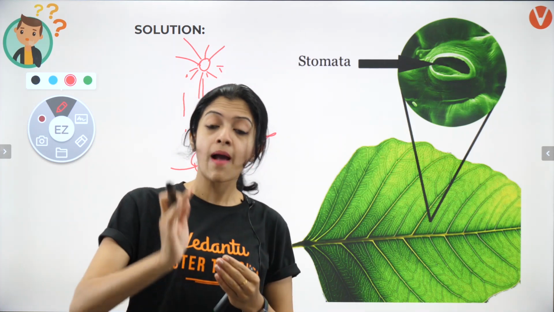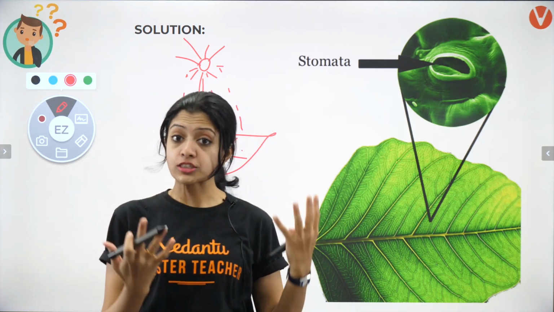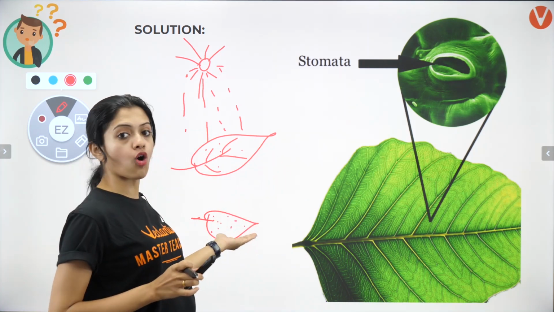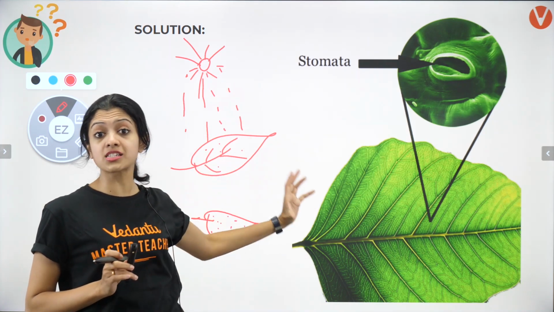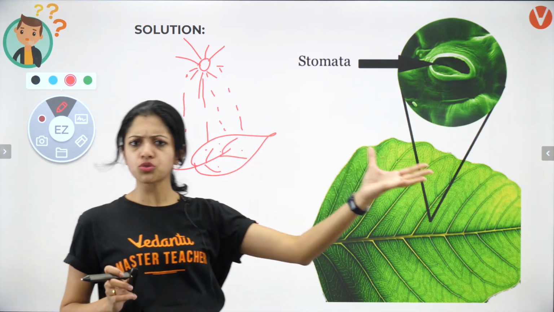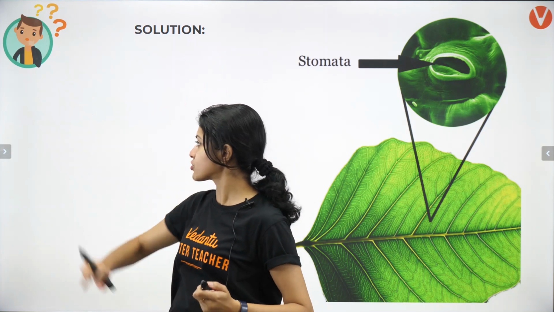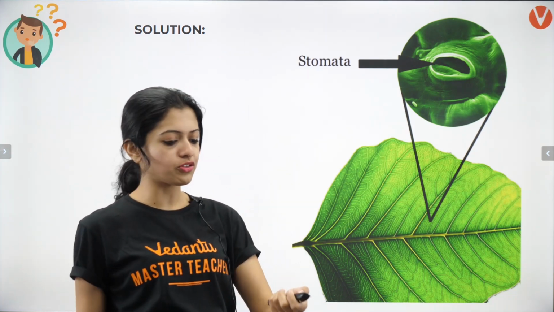So in order to reduce unnecessary water loss, nature had a magical solution. It gave a leaf more number of stomata on the below surface where sunlight wouldn't directly fall. So transpiration would still happen, but with a little bit of control, so that the plant is also able to retain a little bit of water for itself.